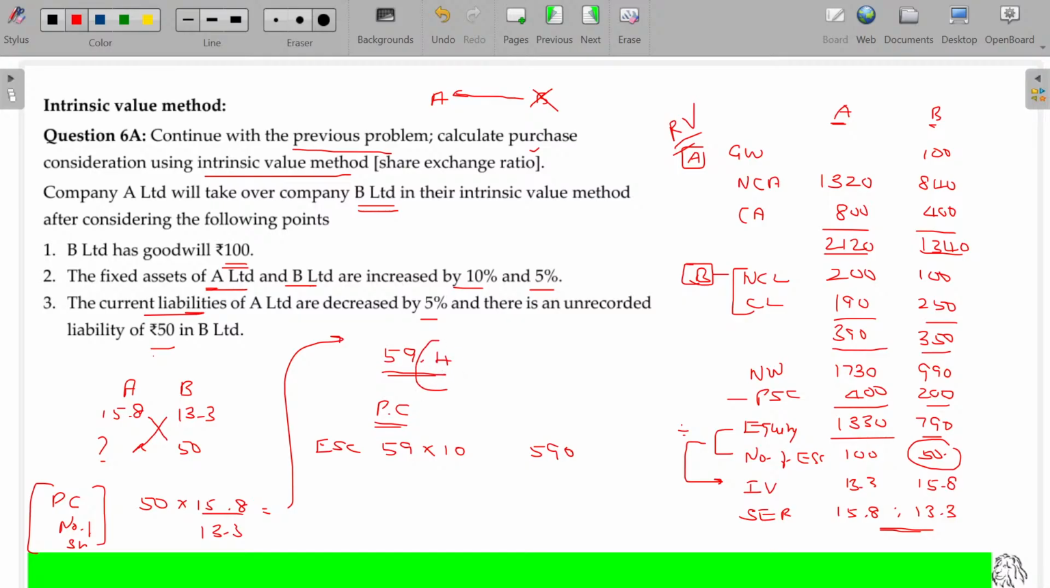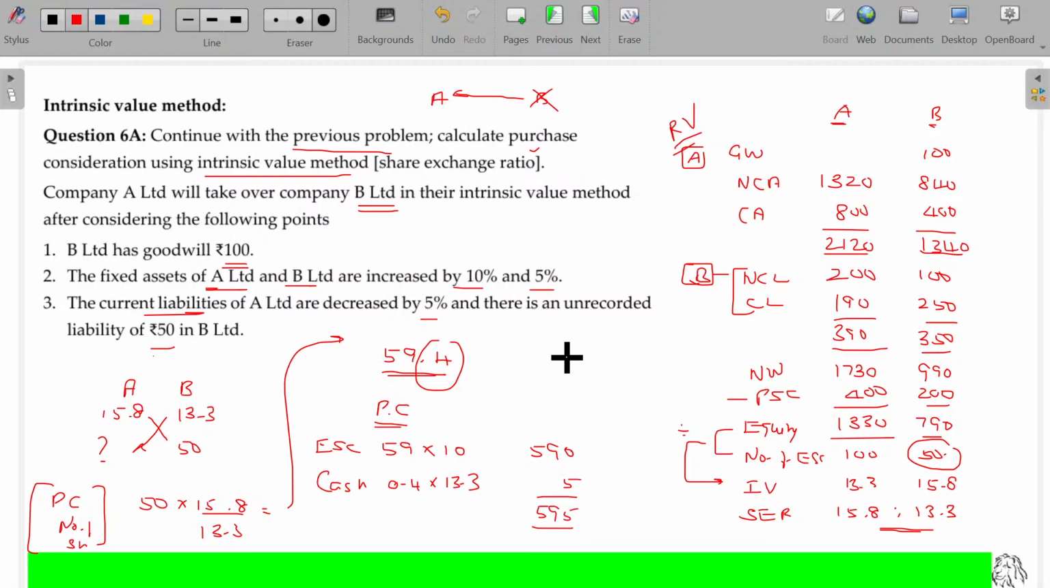For the fraction, they have to offer cash. 0.4 share, with the share value in A company being 13.3. What happens? A company offers their shares. A's share value being 13.3, and the fraction of A company shares being 0.4. So 0.4 into 13.3, what is the value? 5 rupees. So 595 will be the purchase consideration.